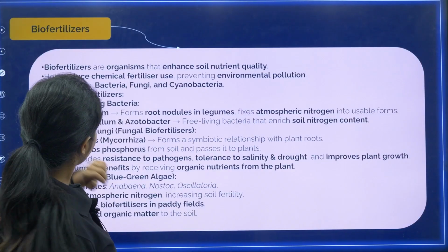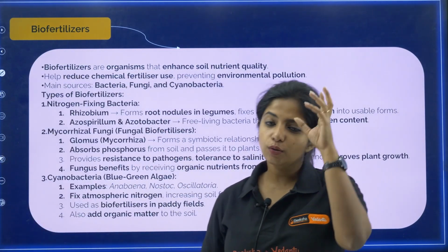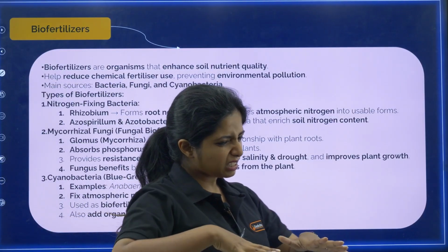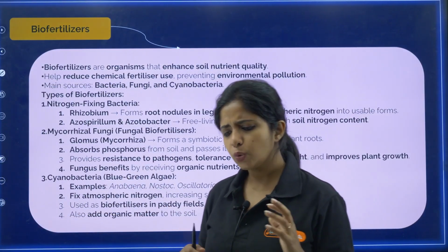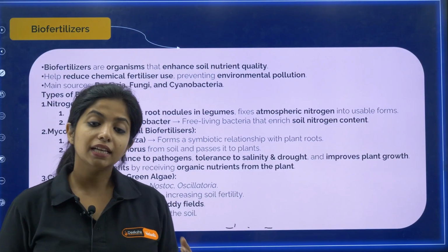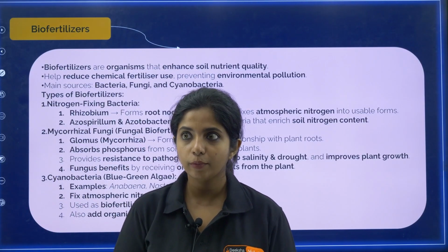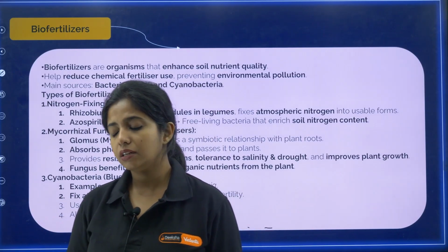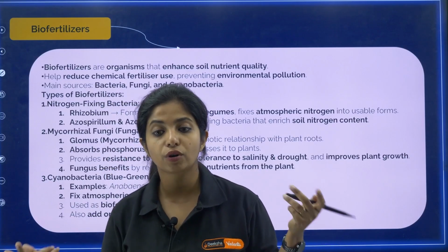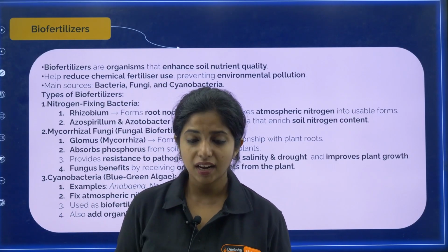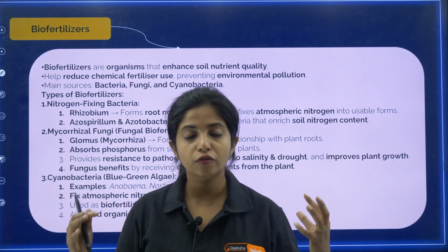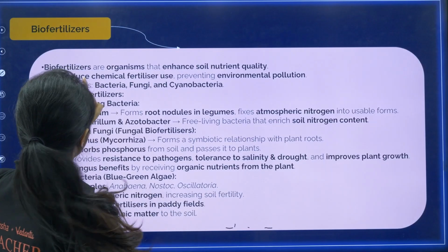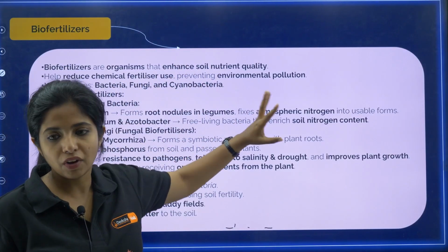Going ahead, we have biofertilizers again. We use fertilizers, and obviously we are putting some chemicals, right? This can change the soil fertility level. So why don't we depend on organisms that can increase the amount of nutrients in the soil? Certain bacteria fix nitrogen, so the soil gets enough nitrogen. There are certain organisms that give phosphorus, so the soil gets enough phosphorus. These organisms responsible for enriching the soil nutrient quality are known as biofertilizers. They help reduce chemical fertilizer use, preventing environmental pollution, my dear children.